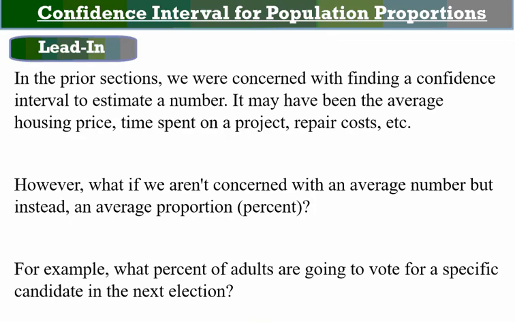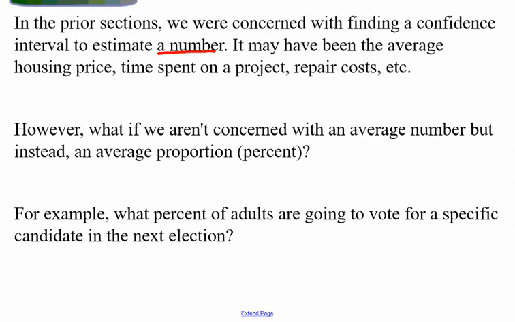So now let's talk about what we're going to be doing today. In the prior sections, we were concerned with finding a confidence interval to estimate a single number, an average value, but now we're going to be doing it for a percent. So it may have been in the prior cases that we were doing average house price, time spent on a project, repair costs, average coffee temperature, whatever it may be, white blood cell count. However, what if we aren't concerned with an average number, but instead an average proportion, a percent of the values?